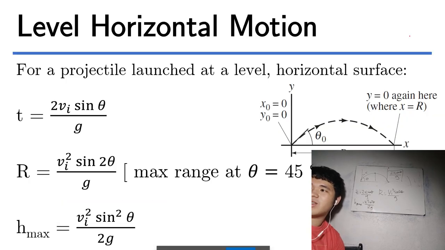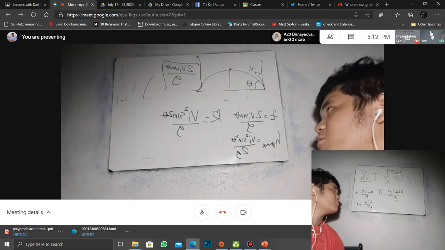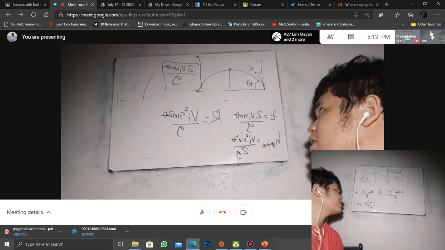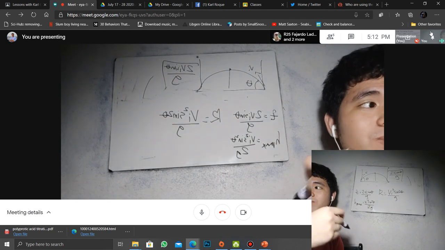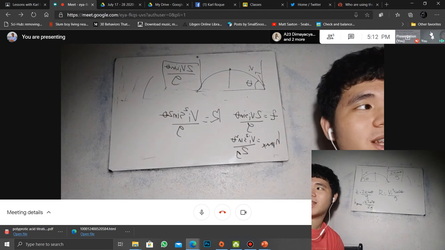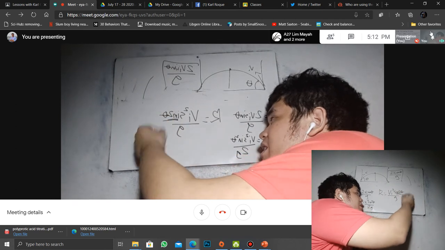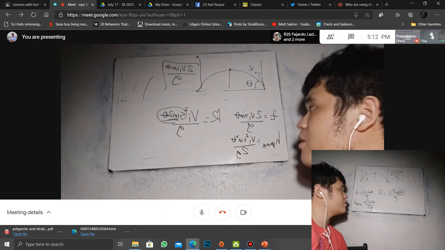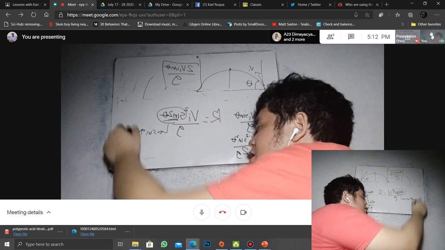Max range at 45 degrees. Bakit? Let's look at this. Max range at 45 degrees. Bakit naman, no? Kasi, di ba, pag may sine theta tayo, it makes our component smaller, di ba? Kasi, value of sine theta is less than 1 all the time, di ba? So, ito, sine 2 theta, magiging max yan kapag naging 1 ito. Di ba? Pag naging 1 ito, walang binawas. So, at 45 degrees yan. Kasi sine 90 equals 1. Di ba?